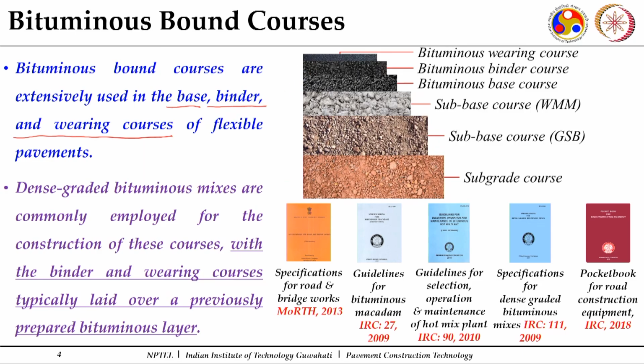So, you can see this is a typical cross section of a flexible pavement where a subgrade course is there, followed by the unbound granular sub-base course, then unbound granular courses for the construction of the base course. So, unbound base course, a typical example can be wet mix macadam, followed by the laying of bituminous base course, bituminous binder course and bituminous wearing course.